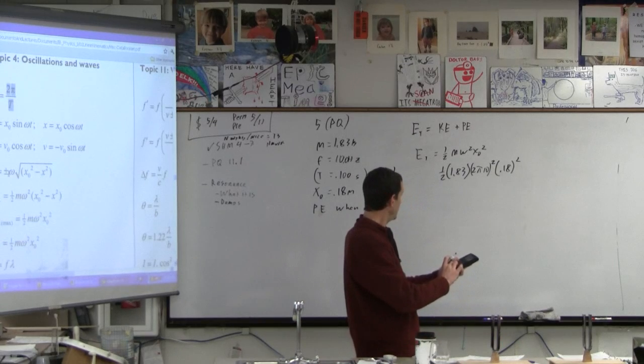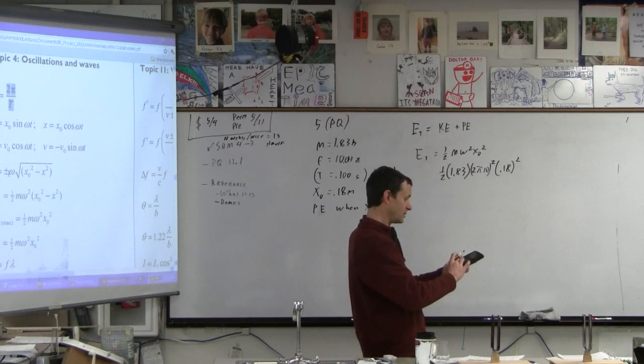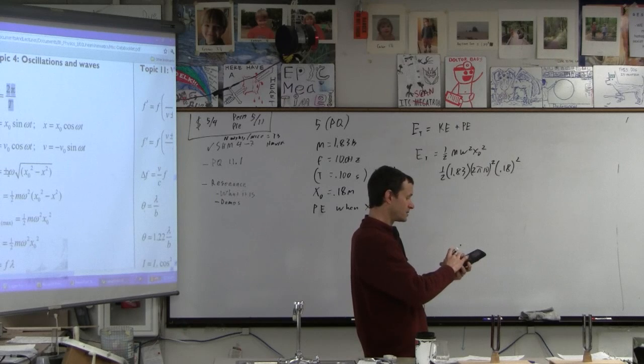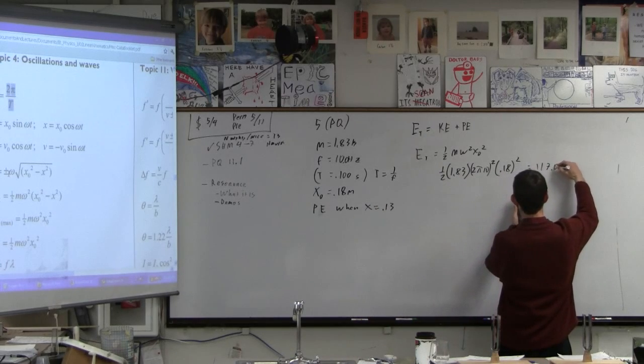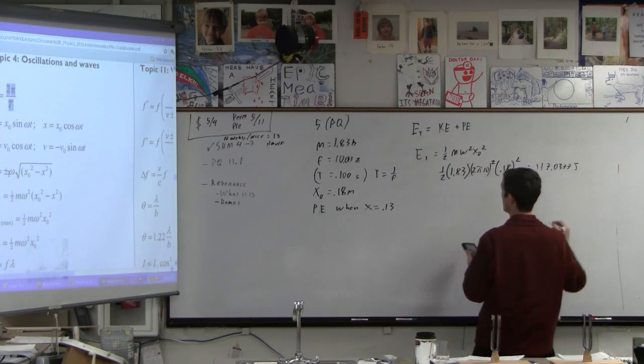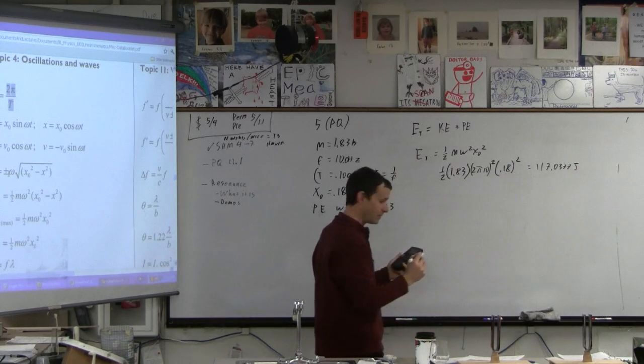So 0.5 times 1.83 times parentheses 2 pi 10 squared times 0.18 squared. And this is 117.0377 joules.